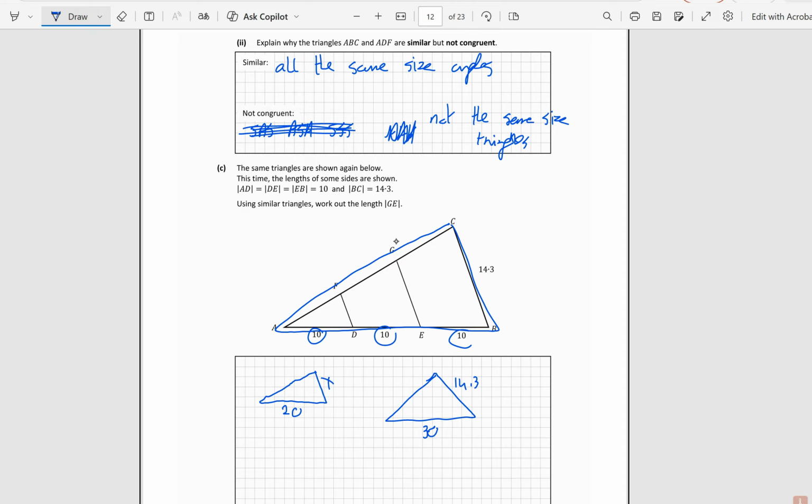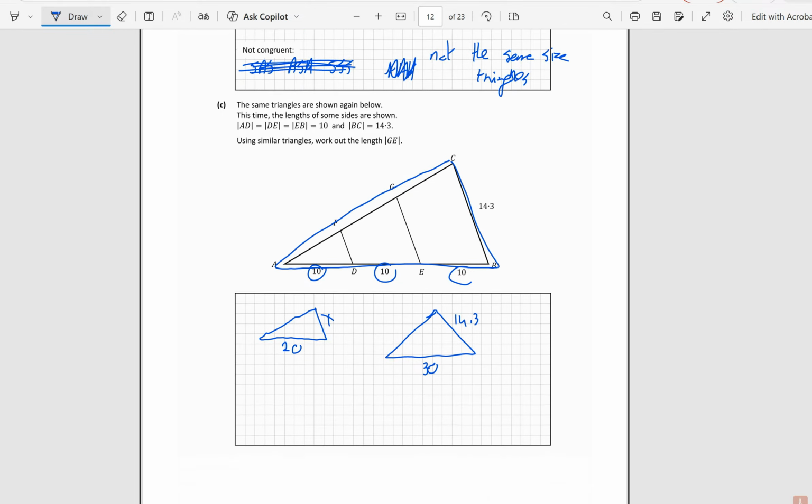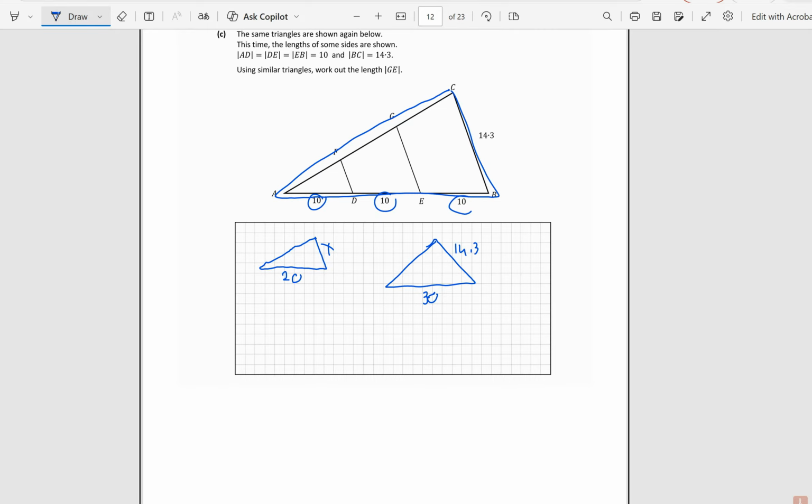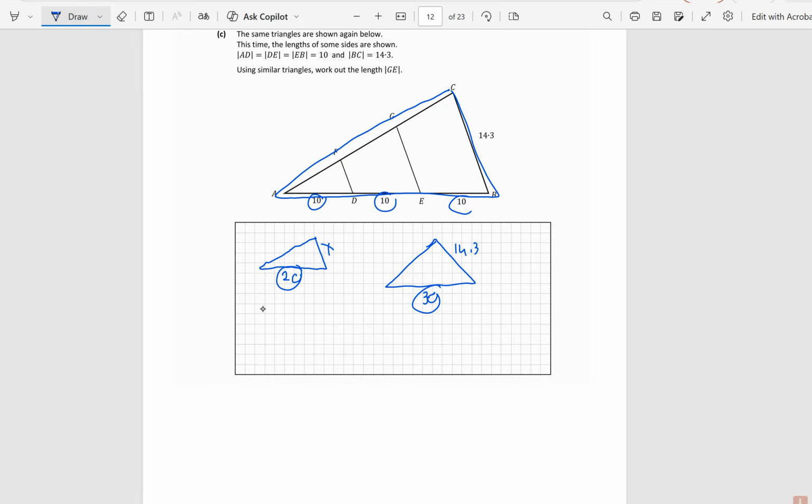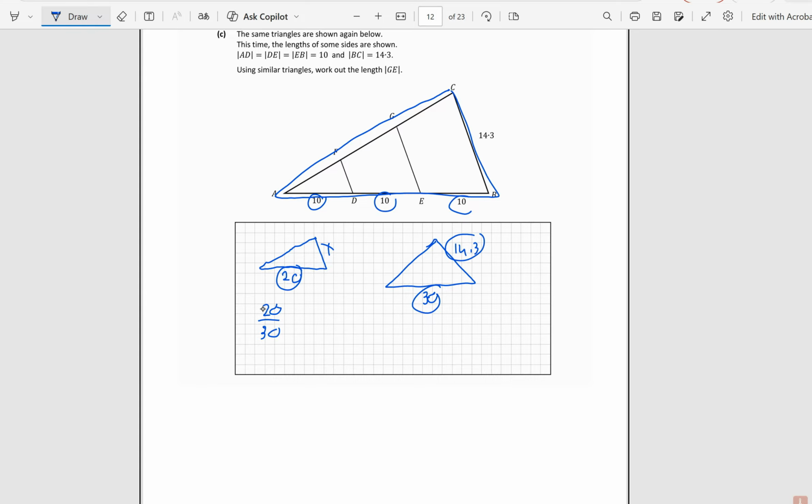They're similar, same angles. One is bigger than the other. We can do our ratios, which we use for similar triangles. So we match up the sides, the 20 and the 30, for example. Okay, so we say 20 over 30 equals 14.3 over this one here. We put x here because we don't know what it is.